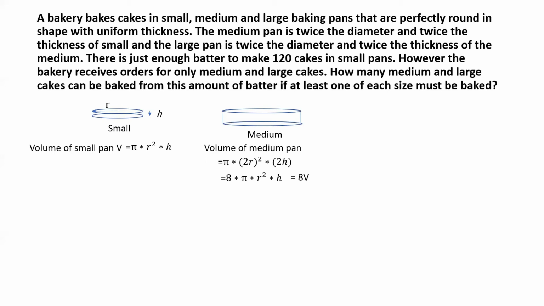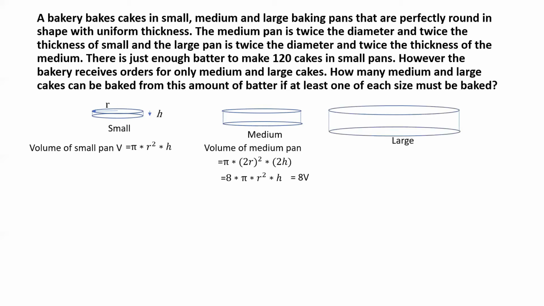And this is equal to 8 times V, where V is the volume of the small pan, noting that V is equal to pi r squared h. This is obvious, right? So the volume of the medium pan is 8 times the volume of the small pan.